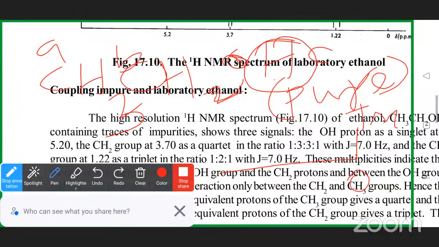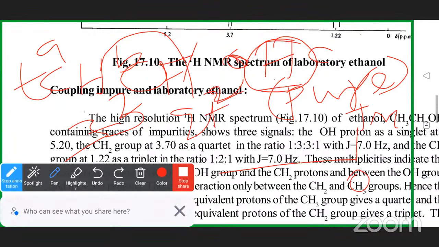It will be coupled with the neighboring protons. For the A set of protons, what is the multiplicity? The adjacent carbon has two protons, so 2 plus 1, it is a triplet. For the B set of protons, there are 3 and 1 neighboring protons, so 3 plus 1 is 4, plus 1 makes 5, so you will get a quintet, or pentet.